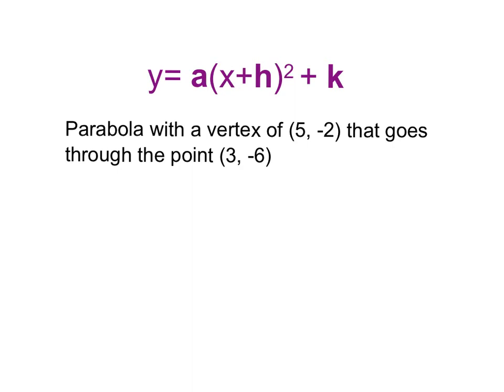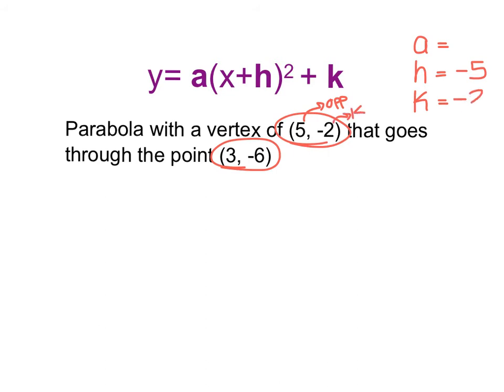Alright, so let's try another example here. So here we see it's a different problem. We have a vertex of (5, -2), and we go through the point (3, -6). So to start off, let's see what values of A, H, and K we can fill in right off the bat. So remember that my vertex is the opposite of H, K. So my H value is going to be the opposite of that 5. So H is -5, and K is exactly that y-coordinate, so K is -2.